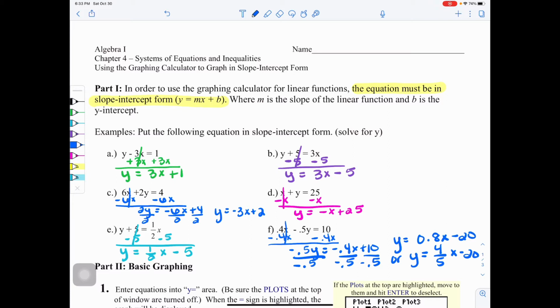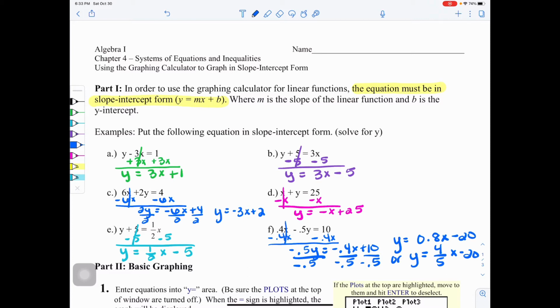In part D, we got rid of x by subtracting x from both sides for an equation of y equals negative x plus 25. In part E, you had to subtract 5 from both sides to get y equals 1/2 x minus 5. And for the last one, in part F, you subtract 0.4x from both sides. You then have the second step of dividing everything by negative 0.5. So your answer is y equals 0.8x minus 20, which in some instances would be fine to leave like that.